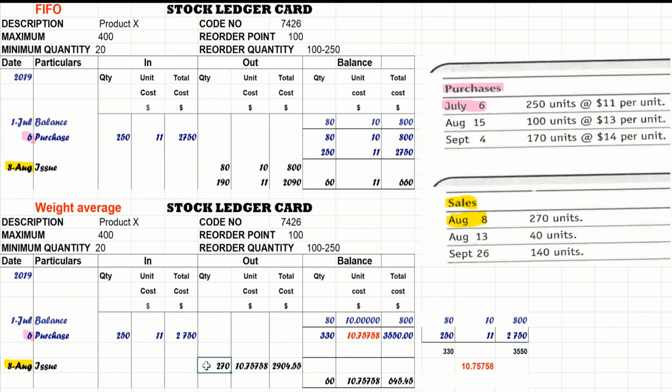In weight average, it's just one amount. Here I split it up because we're getting rid of the old stock first. And if you look at the balance, there's nothing of the old stock left. How much stock do we have left? The 250 minus the 190 gives me 60 left at $11 each. So my stock value is 660. You can now see the balances with the different methods are also different. And that's a basic explanation of the difference between using FIFO and weight average.